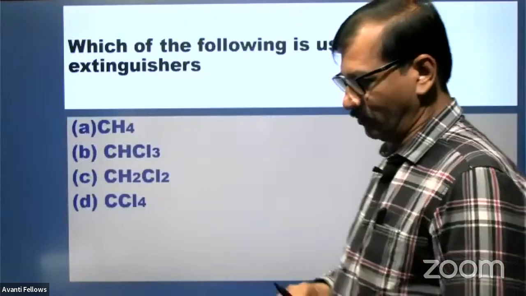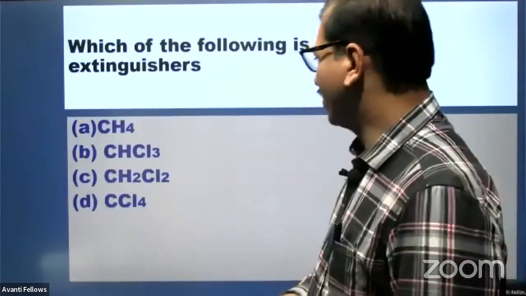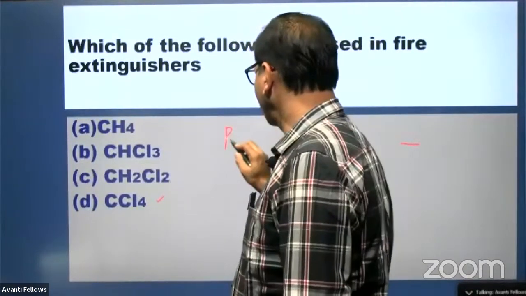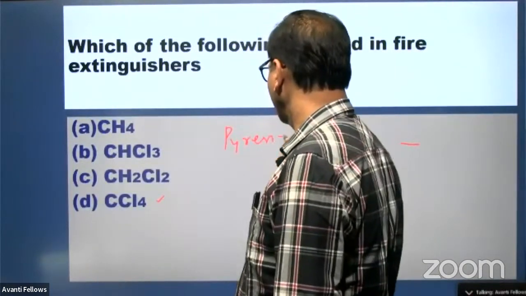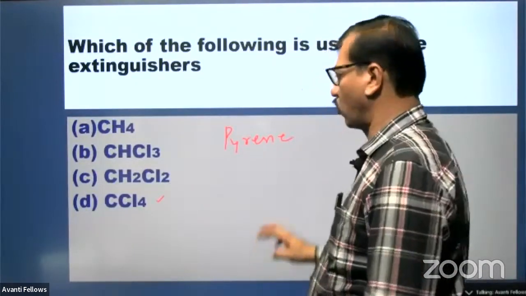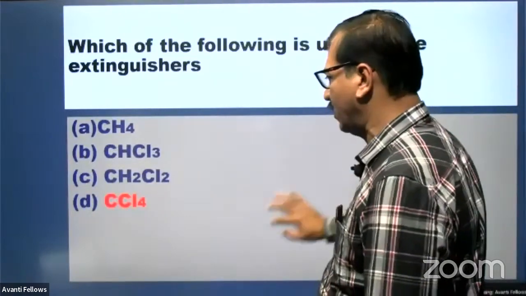Now, which one of the following is used as a fire extinguisher? Option D, sir. What is its commercial name? You know that this is sold as pyrene. Pyrene, fire extinguisher, right? CCl4. Carbon tetrachloride is sold as pyrene and it is a fire extinguisher. Your answer is right.